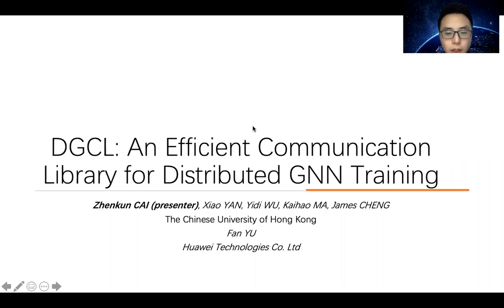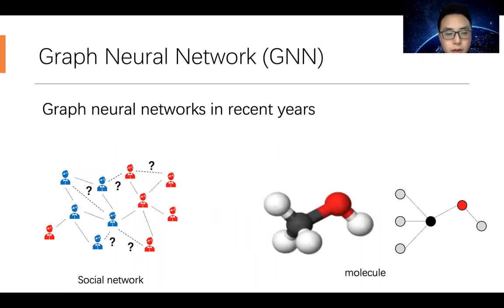Hello everyone, I'm going to present DGCL, an efficient communication library for distributed GNN training. Nowadays, graph neural networks are widely used in many areas, including social networks, physics systems, and medical molecules. GNNs learn the properties of vertices and edges in a graph and have wide applications.